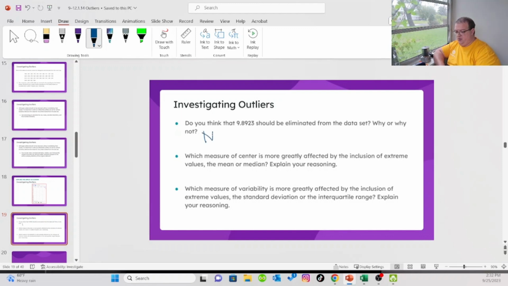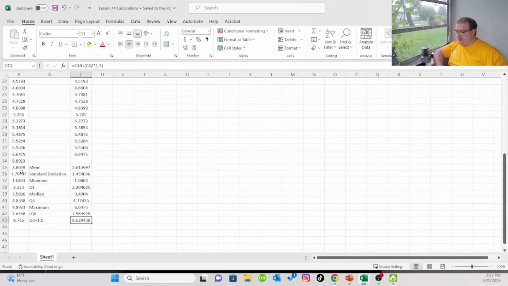So no, there's no error. We would only remove it if there was an error. Which measure of center is more greatly affected by the inclusion of extreme values, the mean or the median? Well, if we go back and look, our mean changed by 0.19.